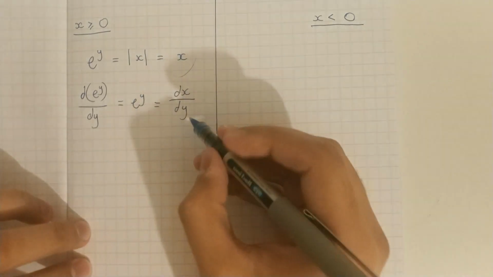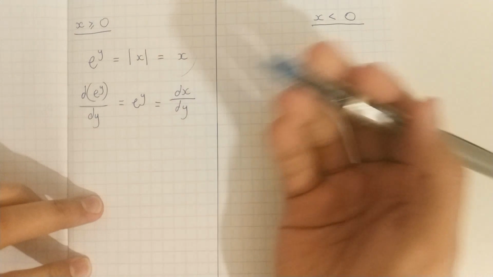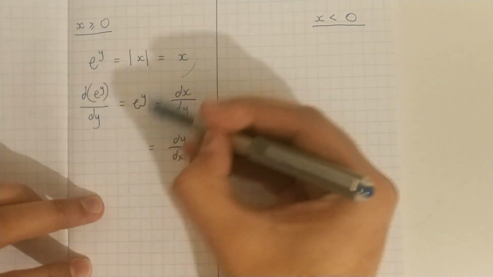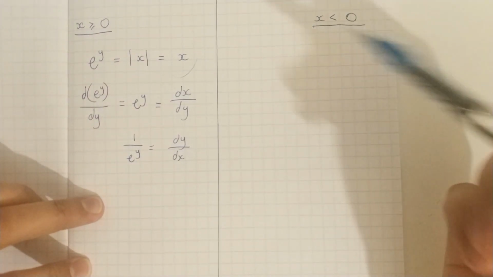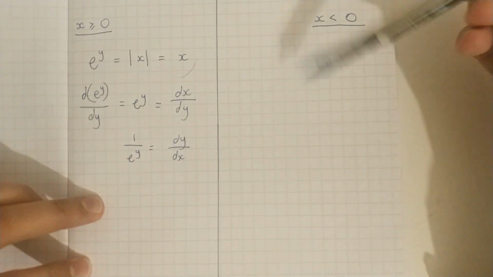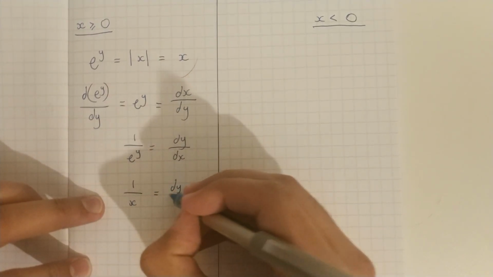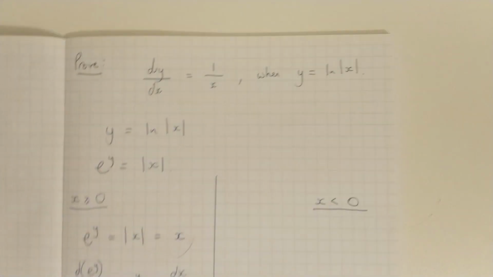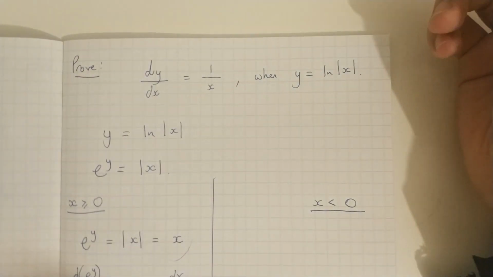The next bit is to reciprocate this, or upside down it if you want: dy by dx on this side. And if I reciprocate the other side, I'm going to get 1 divided by e to the y. At this point, I'm going to take this e to the y here and replace it with an x. You're going to see that I get 1 over x equals dy by dx, and that's exactly what we were trying to prove. We were trying to prove, if you remember at the start, that dy by dx equals 1 over x. But we only really proved it for x bigger than or equal to 0.